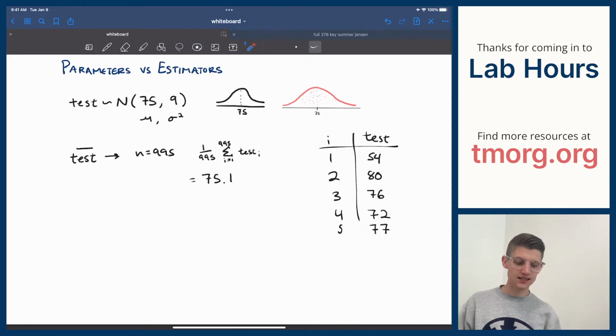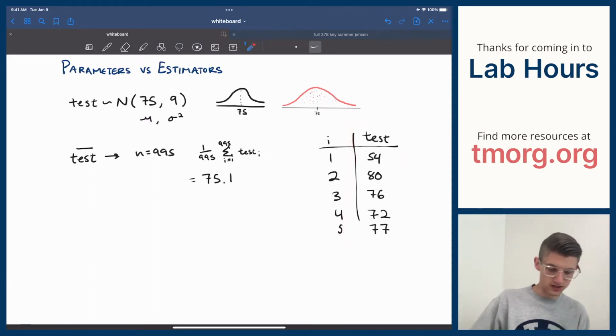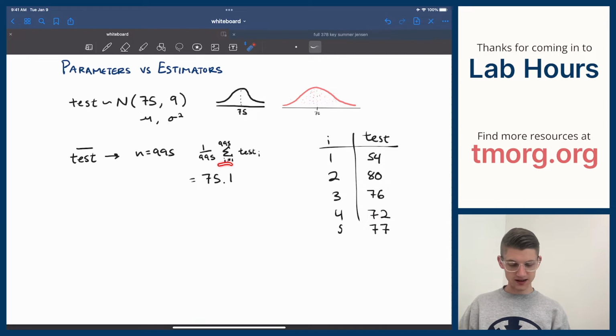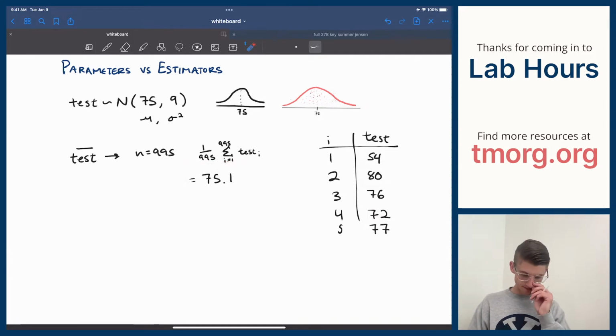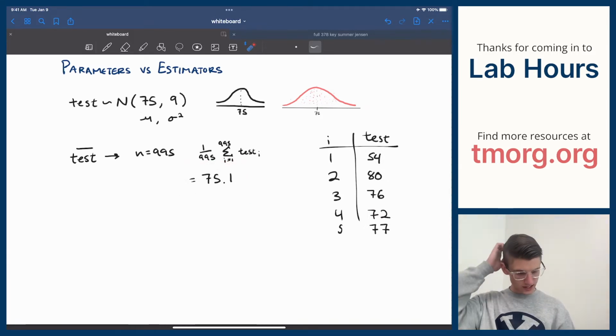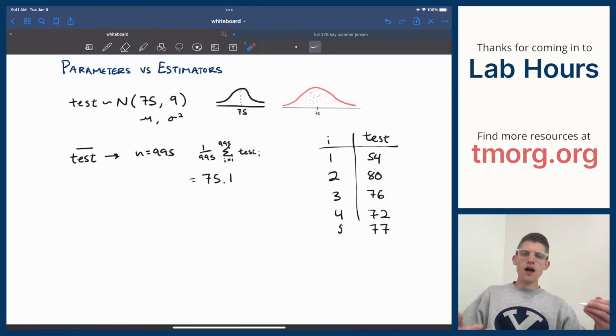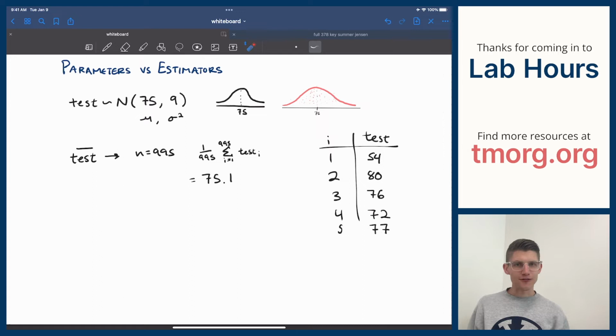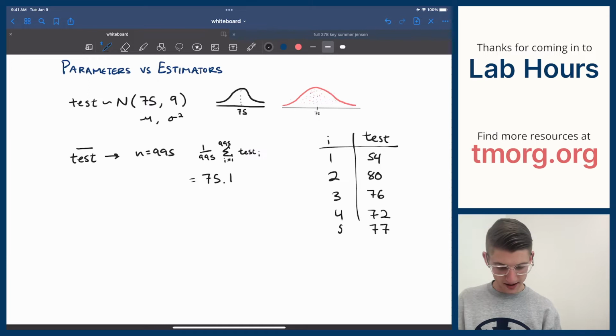In this case, I can survey 1,000 students and get 995 responses and get this number right here. So test bar got me 75.1 from this sample. But what if that's not good enough for me? What if I took this 1,000 student sample and my boss said, you need to get 1,000 students, and I only got 995, so he says, run it again?